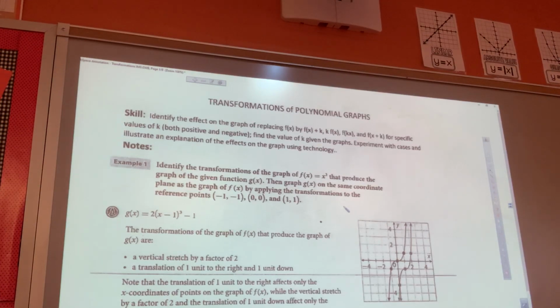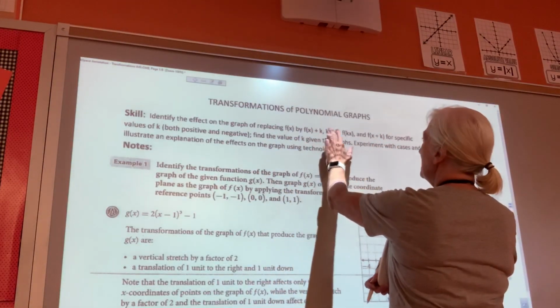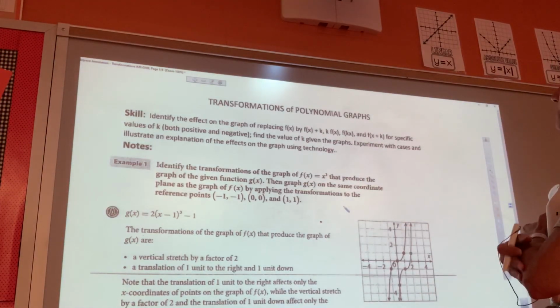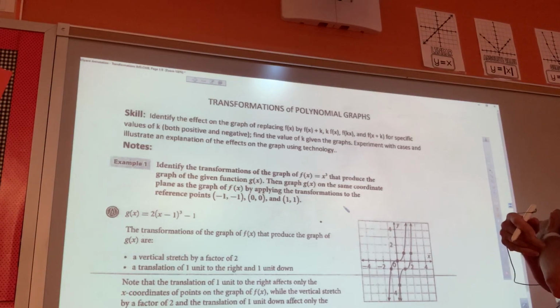The skill is to identify the effect on the graph by replacing f of x by f of x plus k, or k times f of x, or f of k times x, and f of x plus k for specific values of k. Meaning, whatever we decide to put in here, they're going to be specific values, but when I look at each one of these, I know what's going to happen to those. Experiment with cases and illustrate an explanation of the effects on the graph using technology.